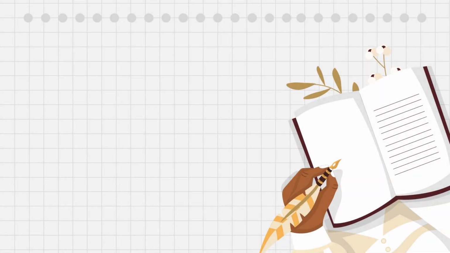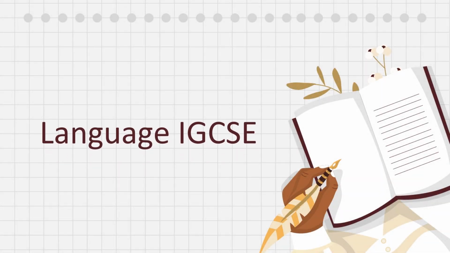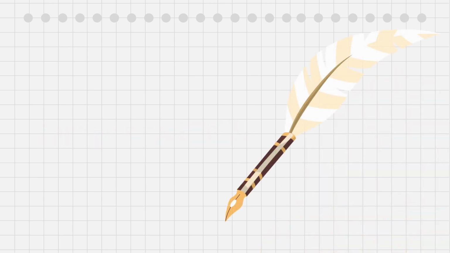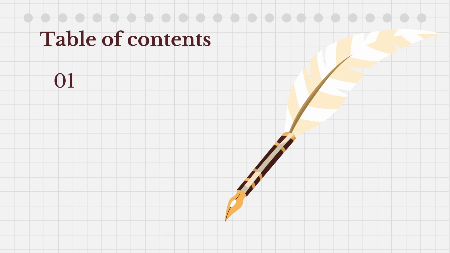Hello everyone, today we are going to dive into how you can achieve an A star in IGCSE English Language B. In this video, we will focus on text analysis and comparison from section A, as well as tips to enhance your writing in sections B and C.